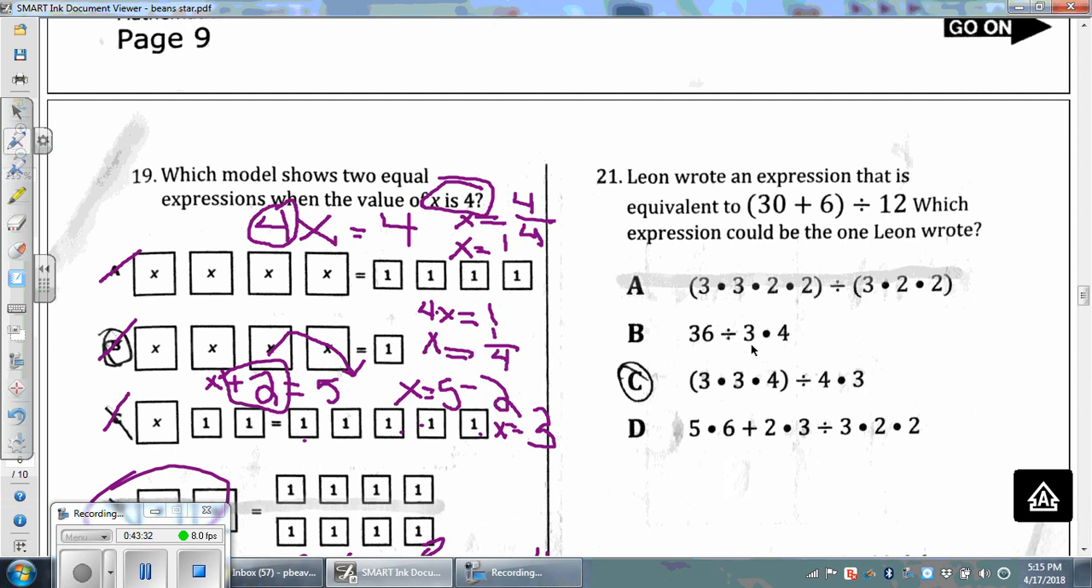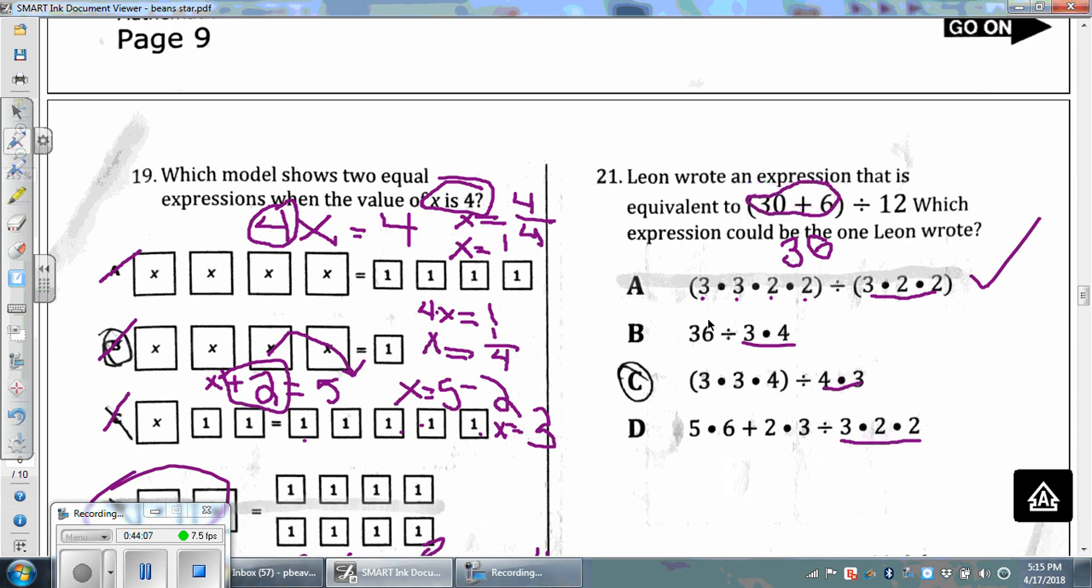So we check quickly. 3 times 4 is 12, so that's good. 3 times 2 times 2 is 12, so that's good. 4 times 3 is also 12, so that's good. And then here, 3 times 2 times 2 is also 12. So all those three by the divisor are correct. Now let's look at the dividend. The dividend, you could see that it will be 36, 30 plus 6. And so if we look at option A, 3 times 3 is 9, times 2 is 18, times 2 again, that's 36. So that's our correct one.